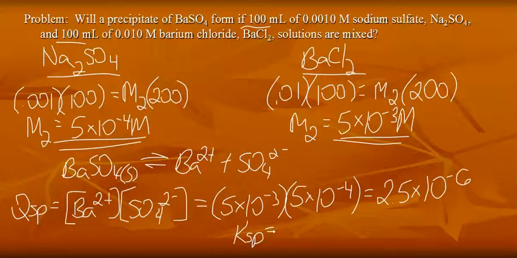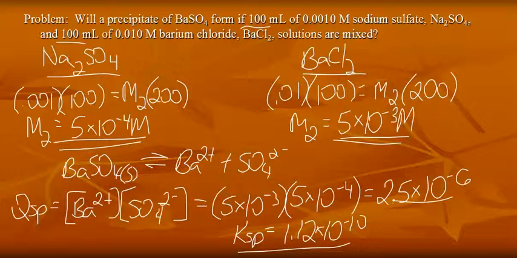KSP for barium sulfate is 1.12 times 10 to the negative 10th. And you would have to be given KSP in order to determine whether or not a precipitate will form. So here's KSP, here's QSP. You compare the two, QSP is greater than KSP. So yes, a precipitate will form when I mix those two solutions.